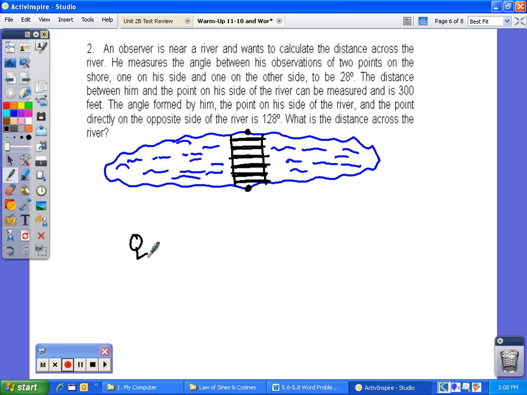So he's observing. And it says that he wants to calculate the distance across the river. He measures the angle between his observations of the 2 points on the shore. So here is one observation, which is the point away from him, and here is the other point that's closer to him. Put those two together, you get an angle. This angle here created is 28 degrees. The distance between him and the point on his side of the river, so we're talking about this distance right here, is 300 feet.